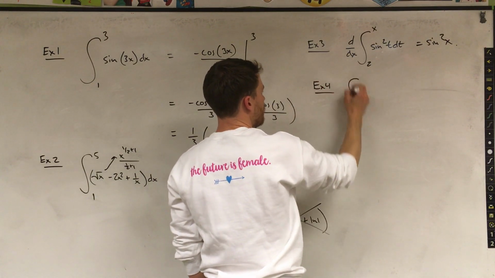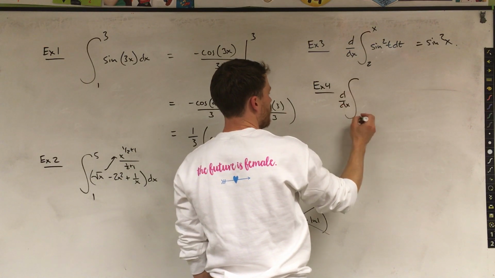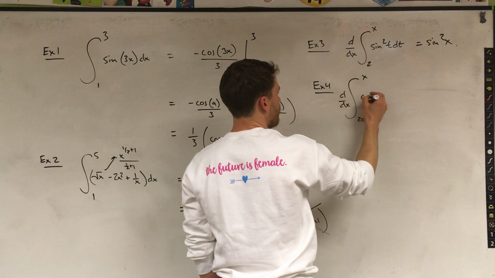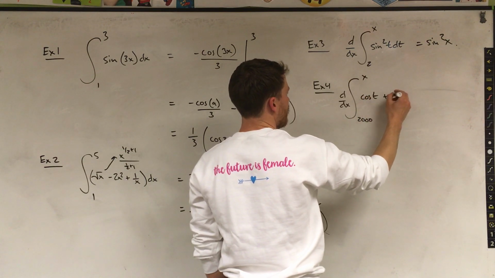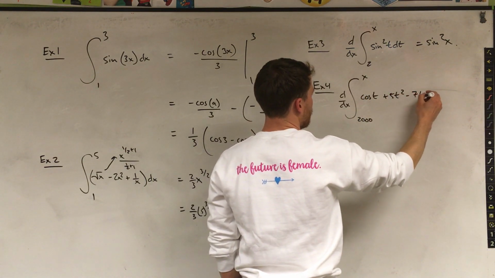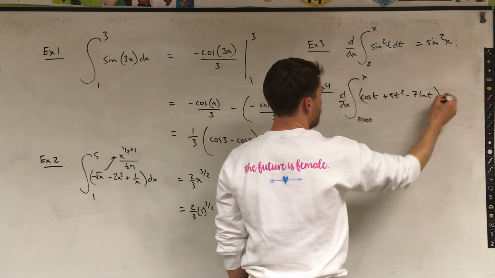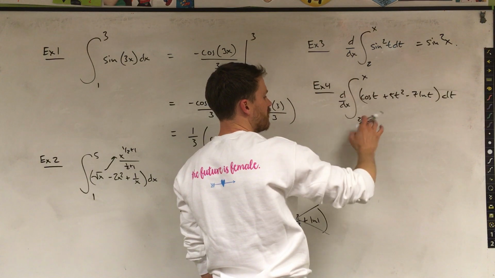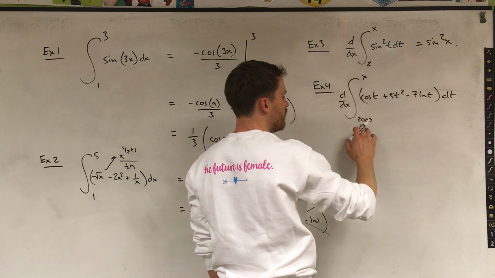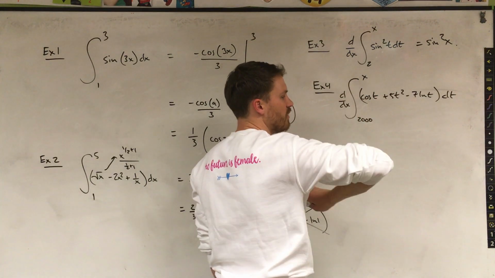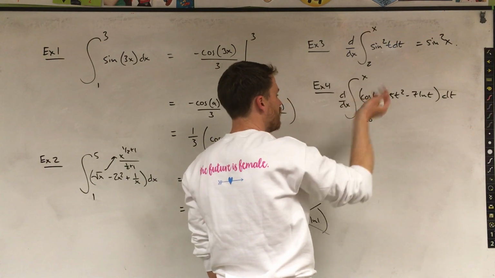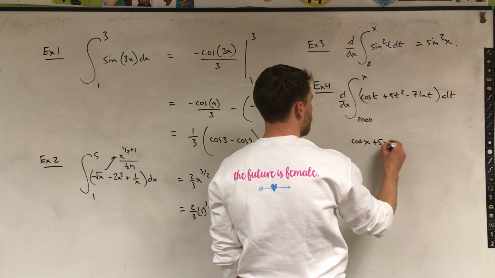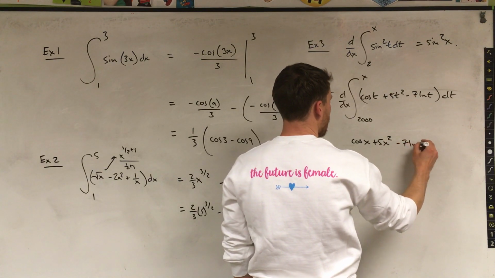Example 4 would be, say, the derivative from 200 or 2000 to x of cosine t plus 5t squared minus 7 ln t or something dt. Again, we're going up the stairs, integrating, plugging in x, plugging in 2000. Then we're taking a derivative, so everything that we plug 2000 in is going to 0, so it doesn't matter. And we just basically get cosine of x plus 5x squared minus 7 ln x.